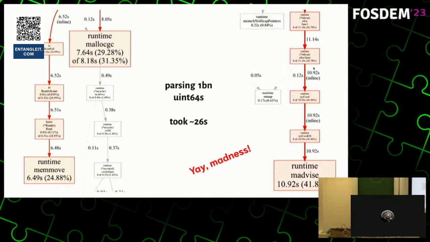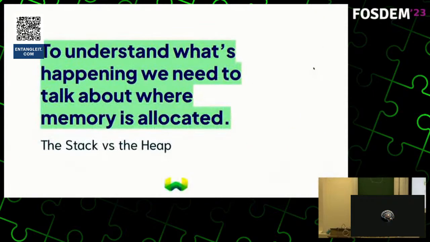But worse than that, if you look at that profile, we have stuff like runtime malloc gc, runtime memmove, runtime madvise. All these things are related to memory allocations or to garbage collection. What they're not related to is parsing data, which is what we wanted to do, right? So how much time of that 20 seconds did we spend on what we wanted to do? Don't know. It doesn't even show up in the profile. To understand why that is the case, we need to quickly talk about the stack and the heap.